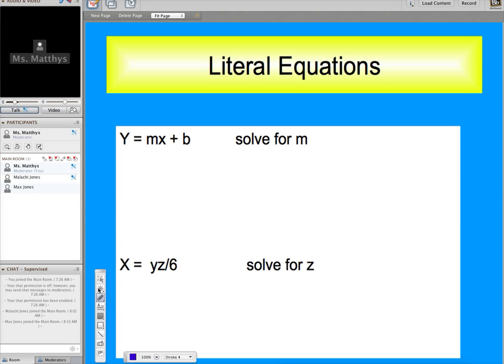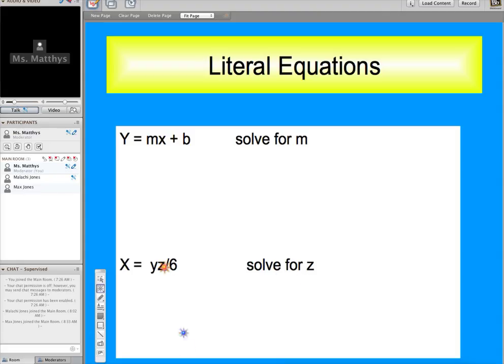Okay, same thing here. Solving for m. I know we're running out of time, so very quickly, if I was to solve for m, without solving, tell me how I would solve it. What would I do with the b? You would subtract it. And then what would be my next move? You would divide by x. You got it. Both sides. So you would subtract b, and then you would divide everything by x.